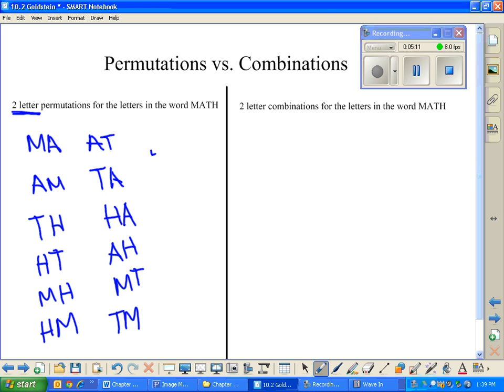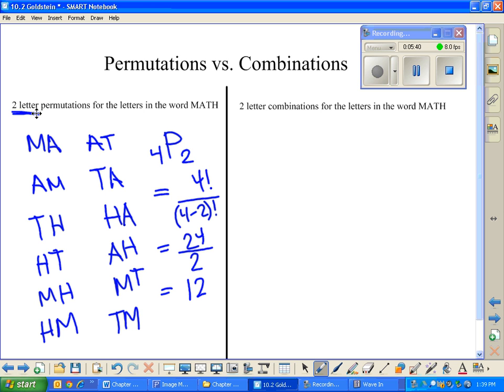So I agree with the 4P2. Yeah, you're picking from the 4, you want just 2. Right, nice job. So from there, this is something that I would always want you to show in your work. 4 factorial over 4 minus 2 factorial. So that's 24 over 2, or 12. And that's what we got, right? We got 12 different permutations. That's just showing you that this 4P2 works out when you actually do it with brute force.